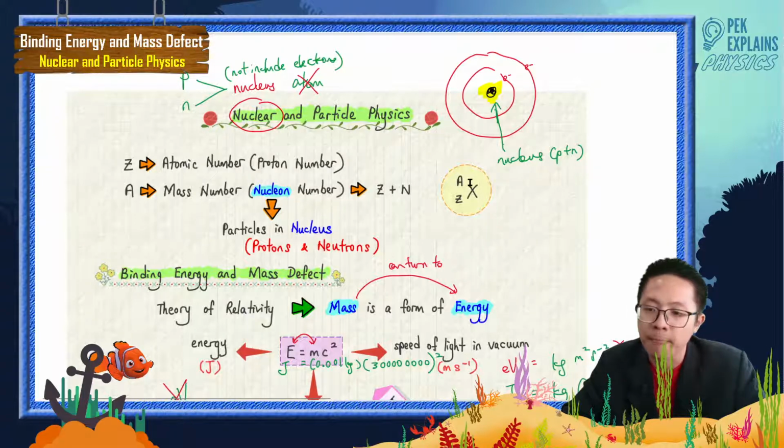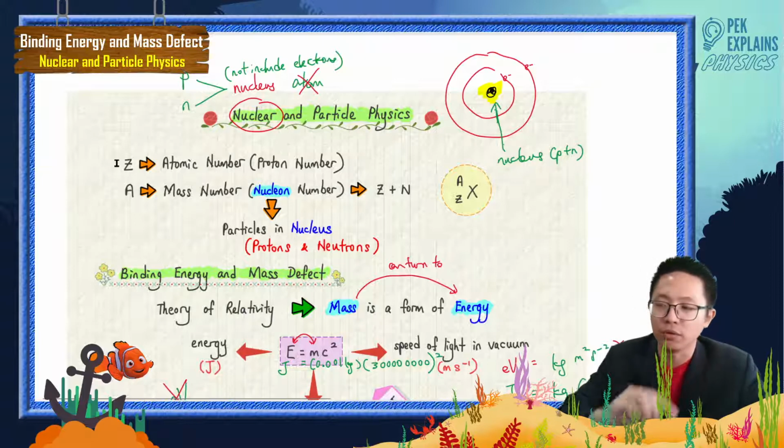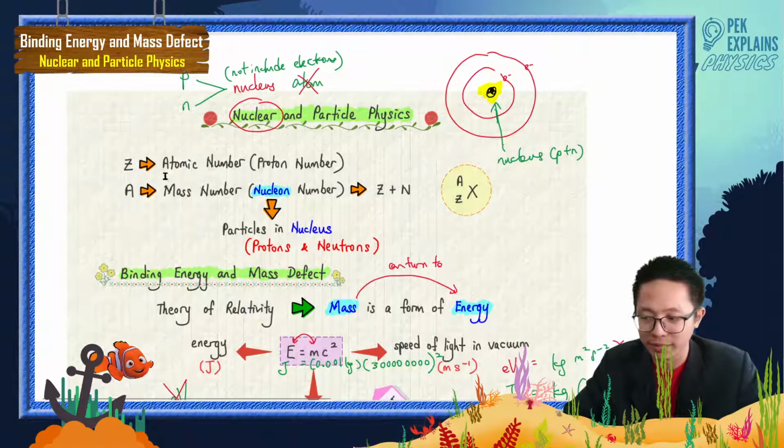Z is the proton number or atomic number. Don't say that A is the atomic number. A is not the atomic number. A is the mass number. Z is the atomic number, which is the proton number only. Don't get confused with the alphabet. A is atomic? Wrong. A is the mass number or the nucleon number.